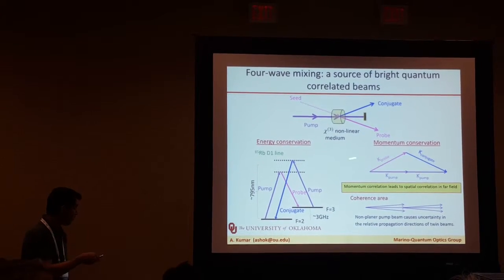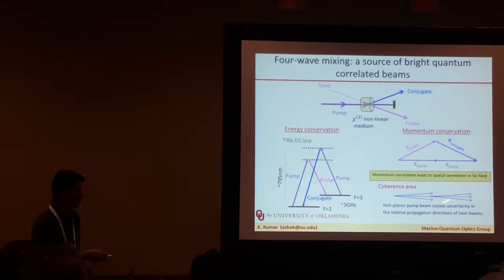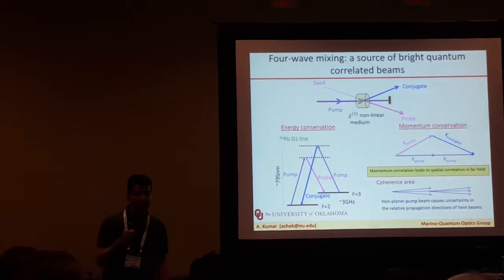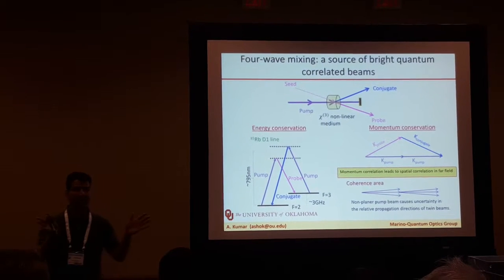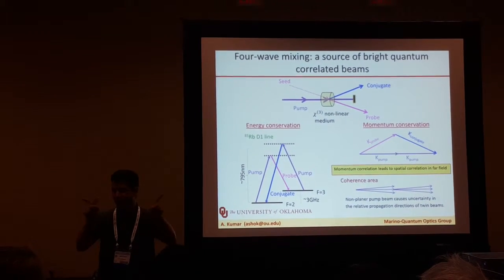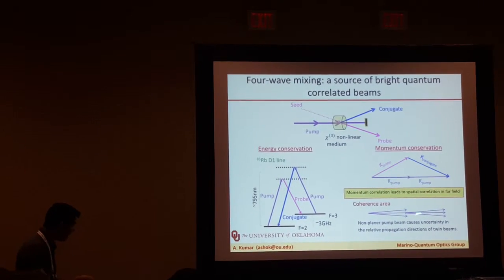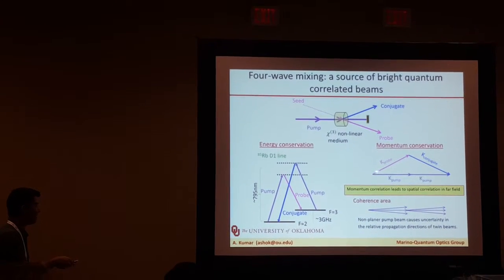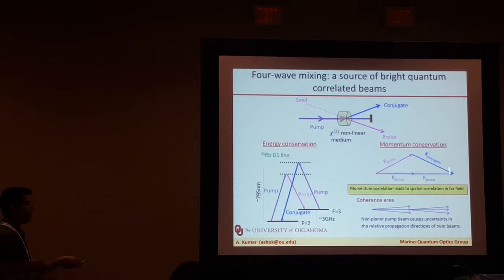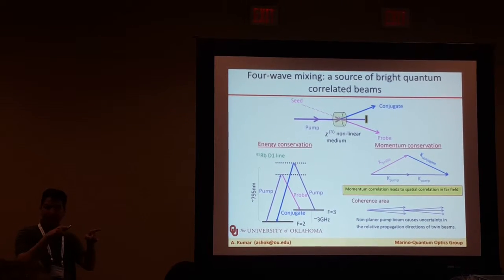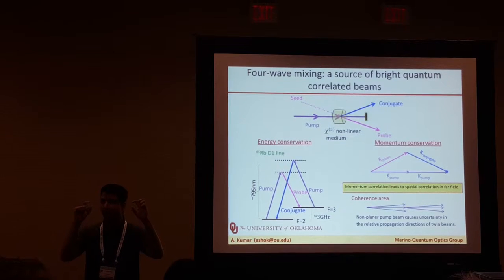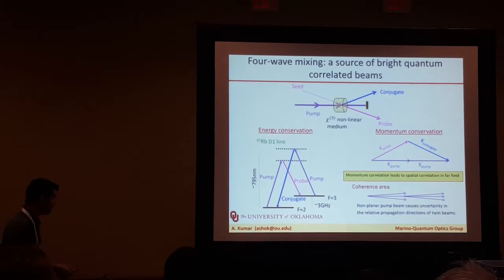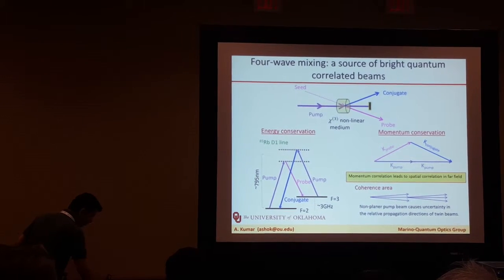Another important point in these kinds of experiments is the coherence area. In a real experiment, we are using a Gaussian laser beam, which has a finite angular spread in its wave vector. Due to this finite angular spread, there will be an uncertainty in the wave vector of the probe and conjugate beams. That uncertainty region sets a minimum correlation area of the probe and conjugate beams, and that we call the coherence area of the probe and conjugate.